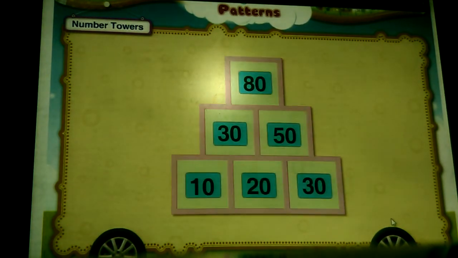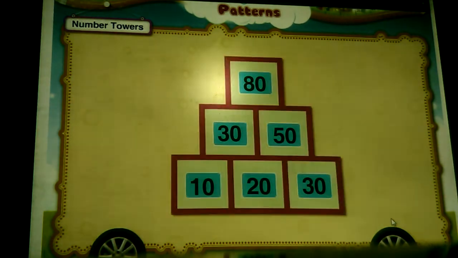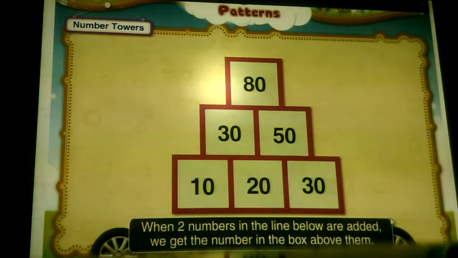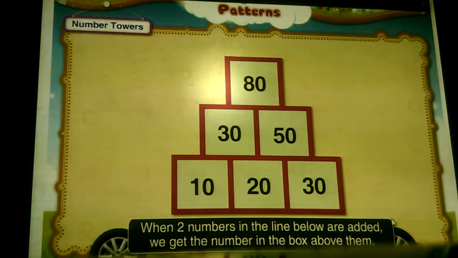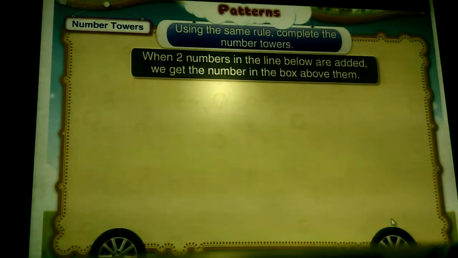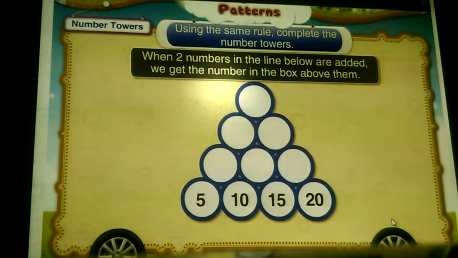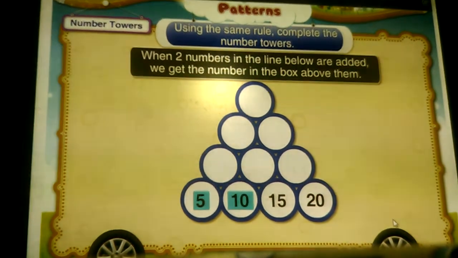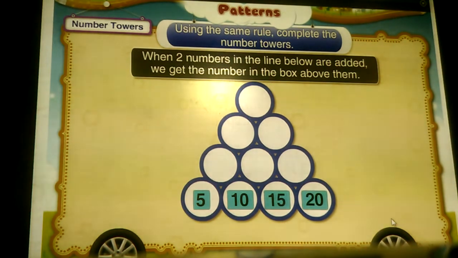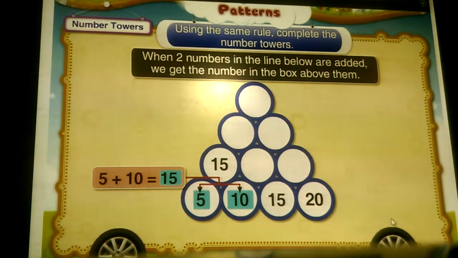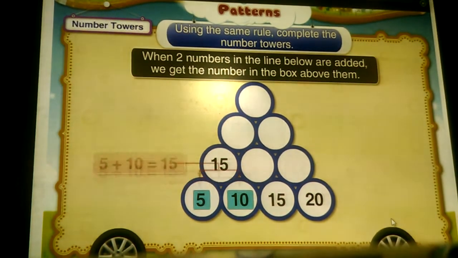Can you see the rule for the pattern here? Yes. The rule is, when 2 numbers in the line below are added, we get the number in the box above them. Using the same rule, complete the number towers. The 4 numbers given in the last line are 5, 10, 15, 20. The sum of 5 and 10 is 15, which will be written above these 2 numbers.